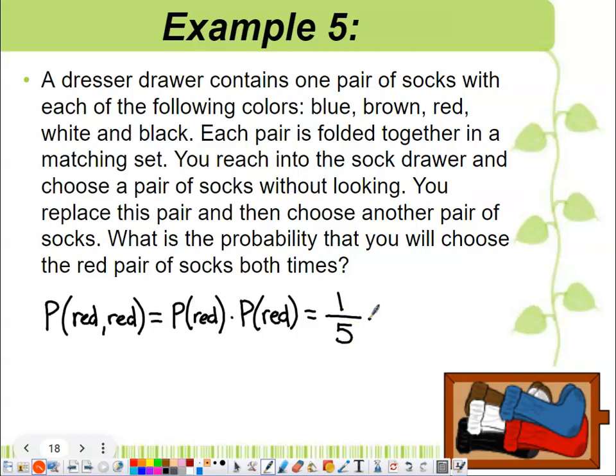I place it back, so I still have 5 pairs of socks. I still have that 1 pair. Multiplying fractions, you just multiply the numerators and the denominators. So my answer here is 1/25. Converting to a percent, 1/25, that is just a 4% chance. So not very likely.